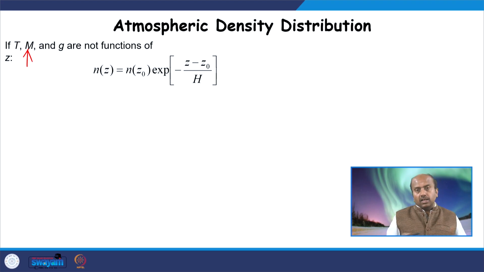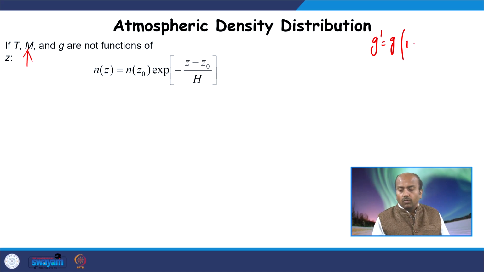G, of course, changes with respect to height, but it's not a very fast change. G prime is G into 1 minus 2h by capital R. H is the height at which you want to calculate the gravity. G is the gravity at the surface. R is the radius of the earth.